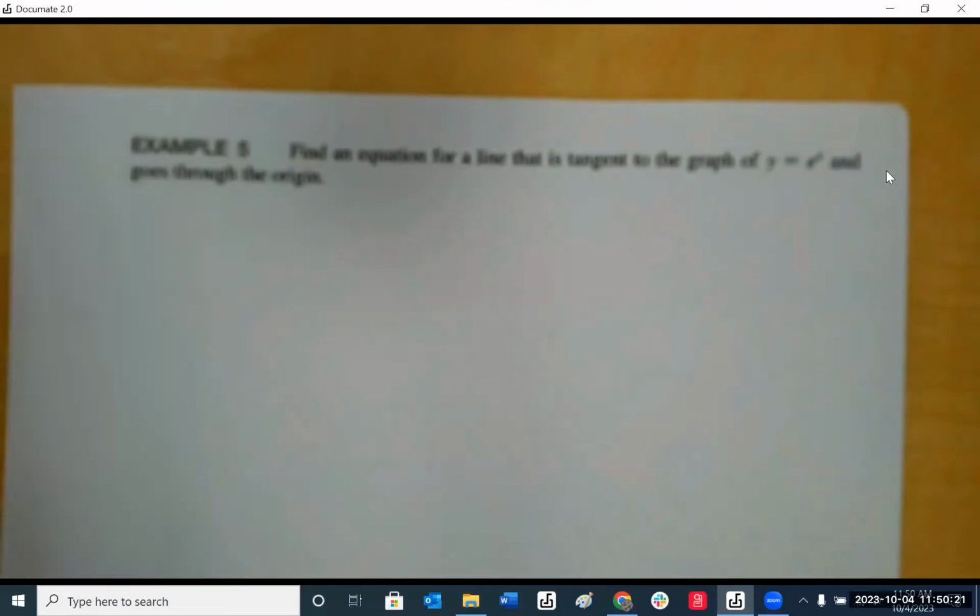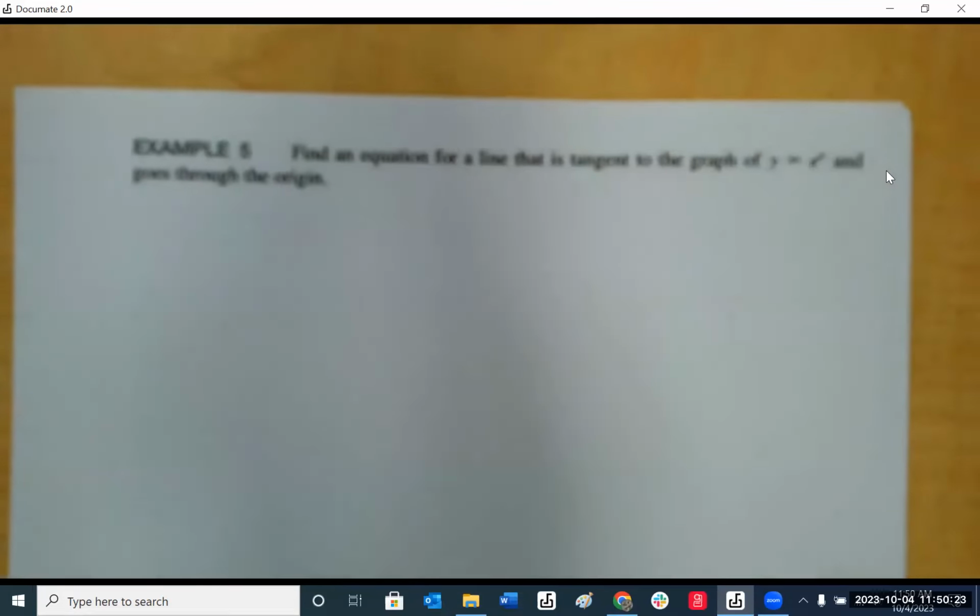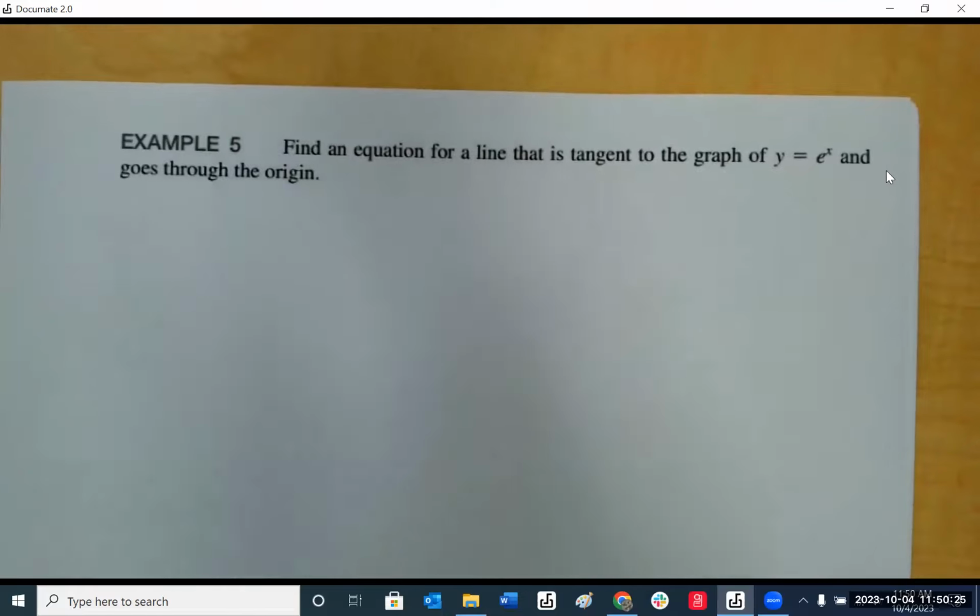Okay, how about this one? Find the equation of the line that is tangent to the graph of y equals e to the power x and goes through the origin. So how would you go about solving this one?